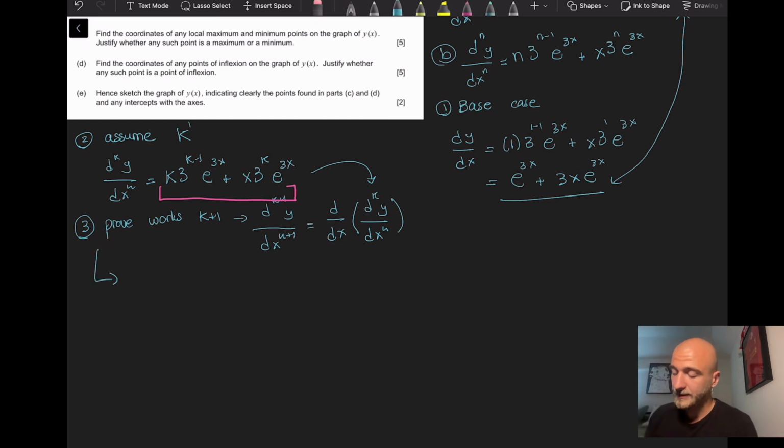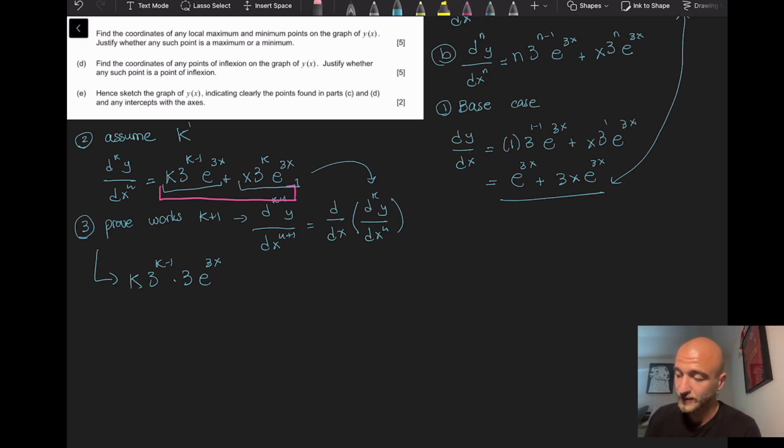All right, let's do that down here. So the derivative of this case, well, the derivative of the first term is relatively simple. k is a constant, it's just a number. 3 to the k minus 1 is just a constant, so that stays out there. Derivative of e to the 3x is 3e to the 3x. That's the first term already taken care of. We'll simplify later.